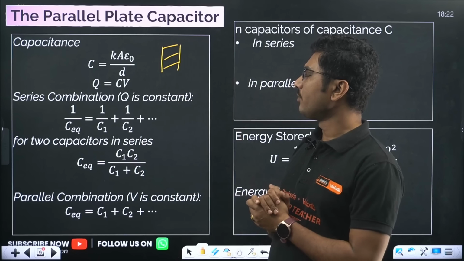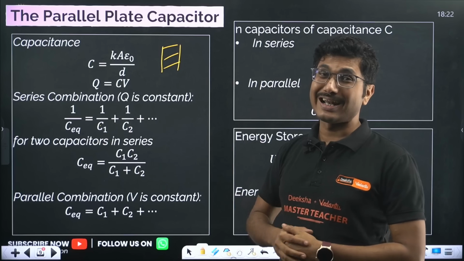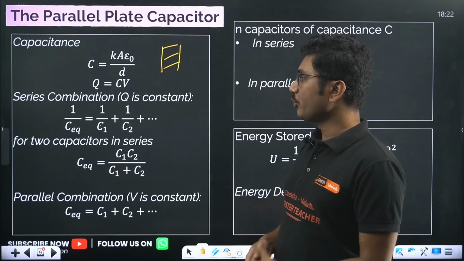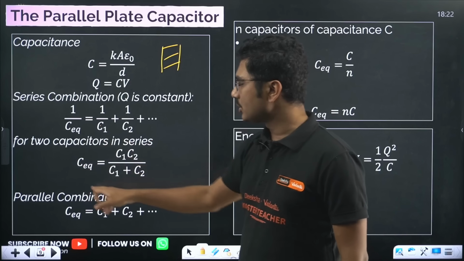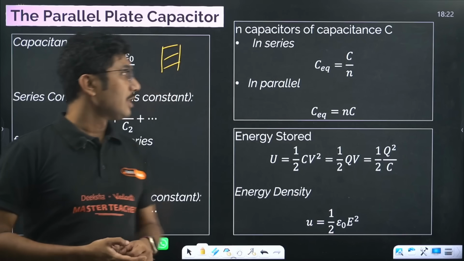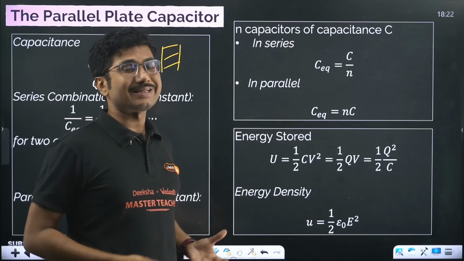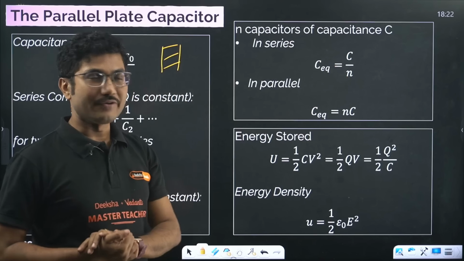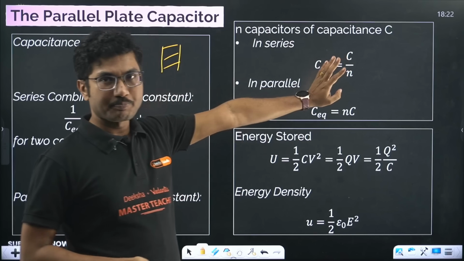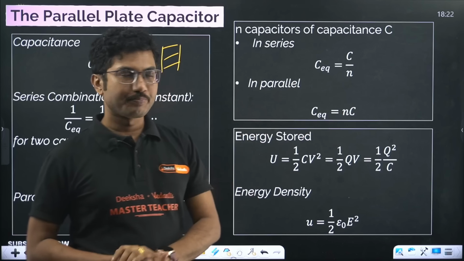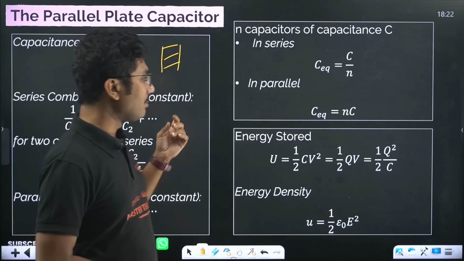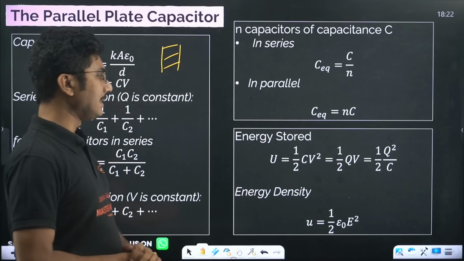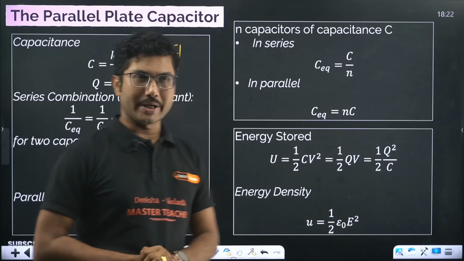Series combination of capacitors is basically reciprocal addition, and parallel combination is normal addition. Okay, when two capacitors are in series, you can apply this shortcut formula to calculate the capacitance. Now if all the capacitors have the same value, as in many cases, you can directly calculate the series equivalent, which is C by N, and the parallel equivalent, which is N into C. Now energy stored is given by half CV square or half QV or half Q square by C. Energy density is given by half epsilon naught E square.